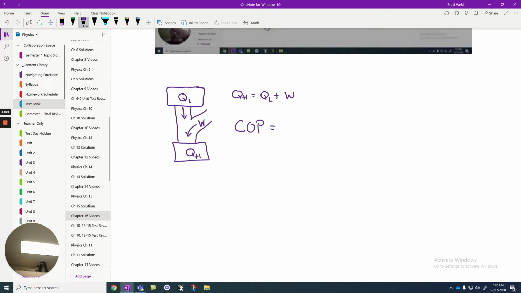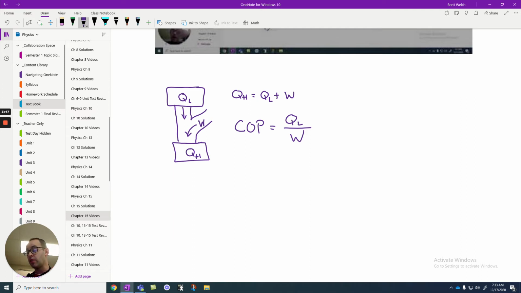If we look at our formula sheet for the COP, the coefficient of performance is calculated by... here we go. The COP for refrigeration is QL over W. What is the heat in the cool system, and how much work are you doing to keep it down? We're going to have to do a certain amount of work to pull some heat out of that QL, and that's going to give us a coefficient of performance.